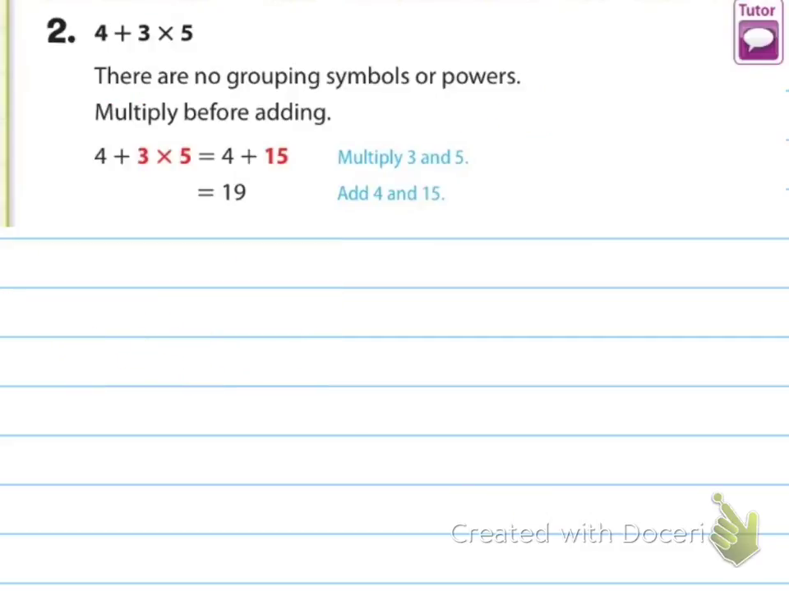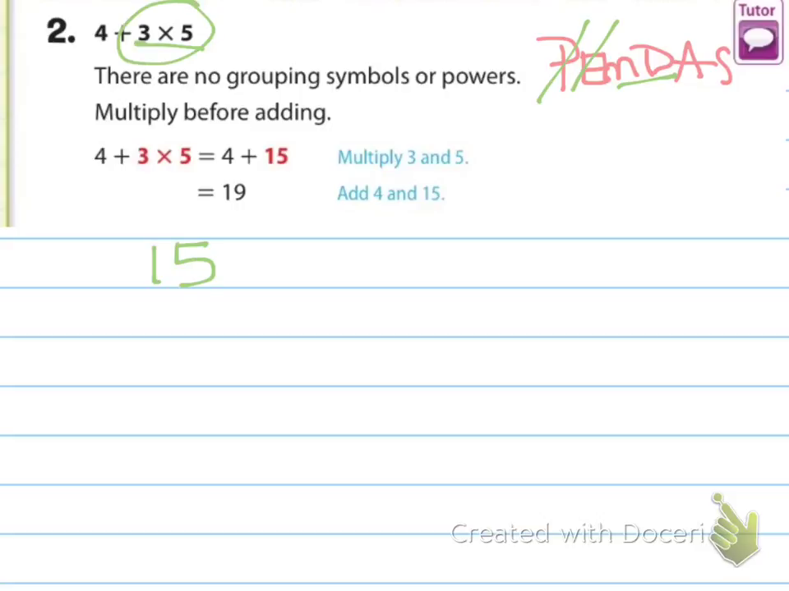Example number 2 says 4 plus 3 times 5. Again, order of operations, we're looking through PEMDAS, and I think it's really helpful to keep writing PEMDAS and just kind of doing it like it's a checklist. Like, which one do we have first? Okay, there's no parentheses, there's no exponents. Multiplication and division, yep, we've got that. So we're going to start there. So we're going to start with 3 times 5 and get 15.